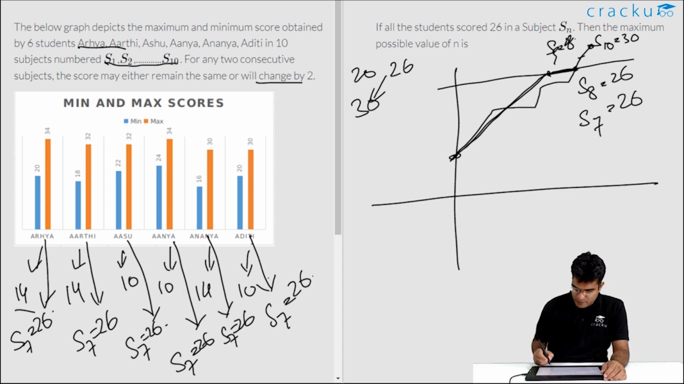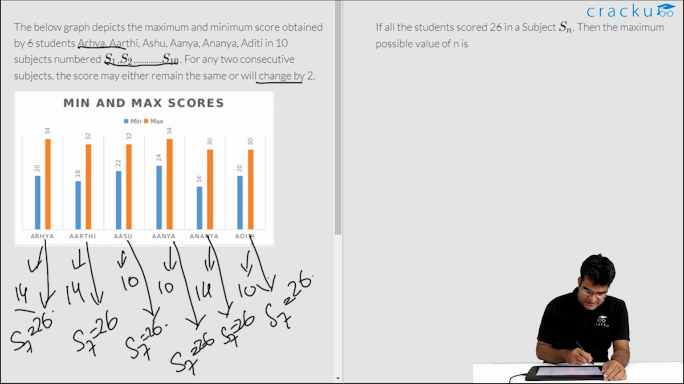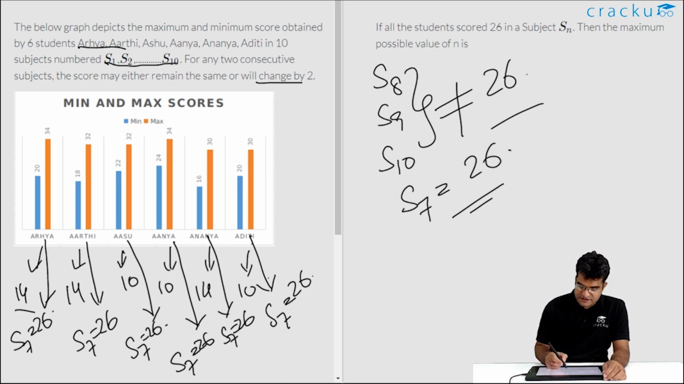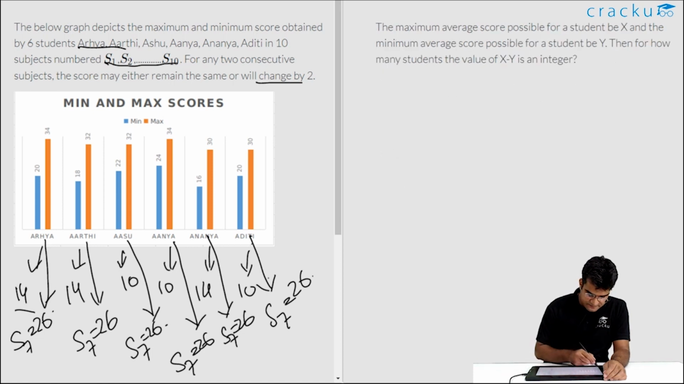So what we have actually proved in this is that in the case of Arya, S of 8 or S of 9 or S of 10, that is her scores in these 3 subjects, cannot be equal to 26. We have proved that for all of them S of 7, there exists a case where S of 7 is equal to 26. Now using these two, we can say that the maximum possible value of n is equal to 7. So now let us look at the next question.